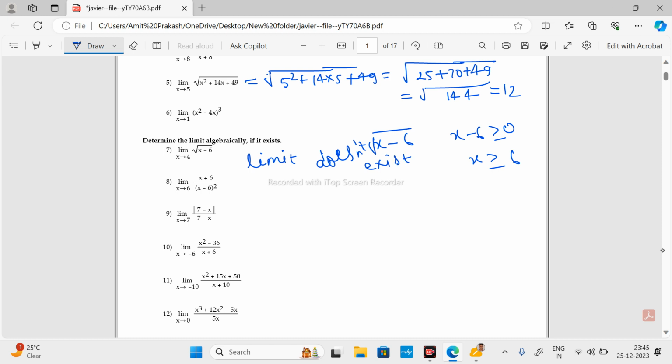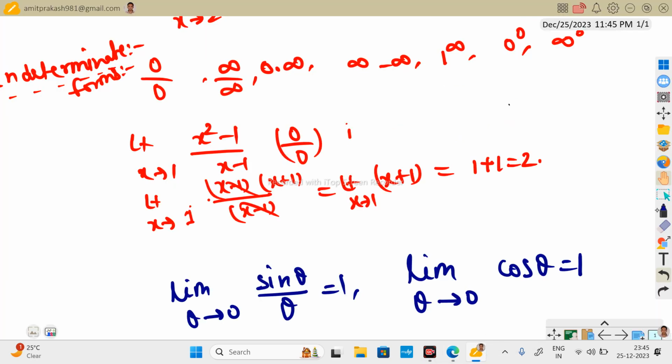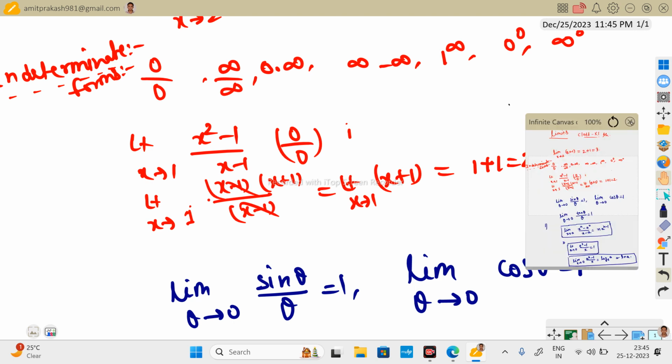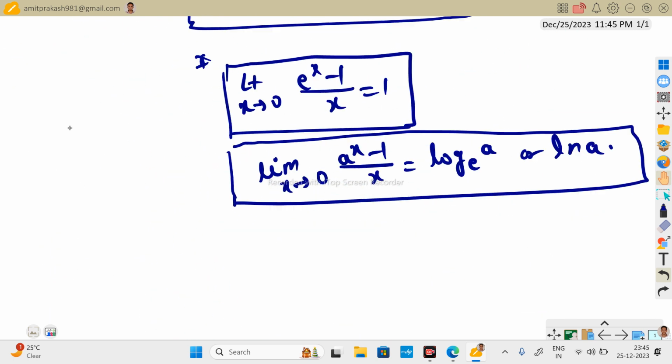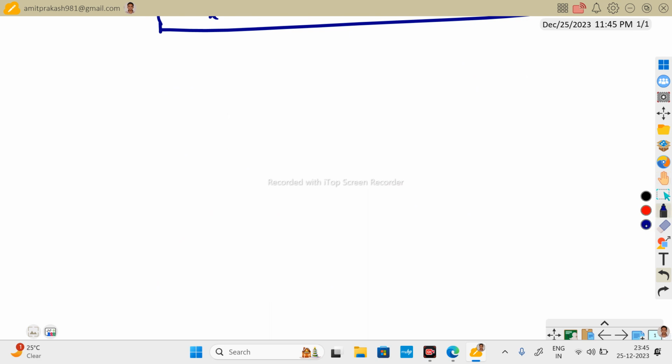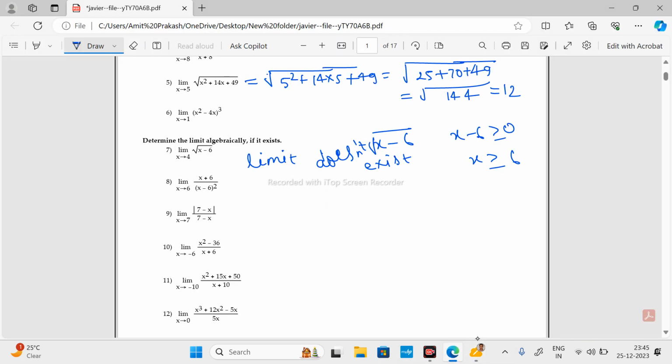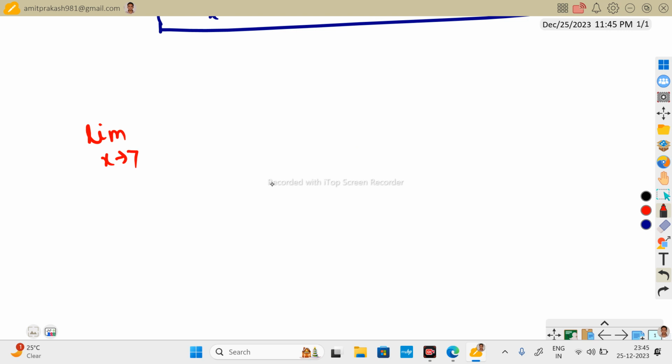Again, we have the problem: limit x tends to 7, mod of 7 minus x upon 7 minus x. So we are going to discuss this limit.